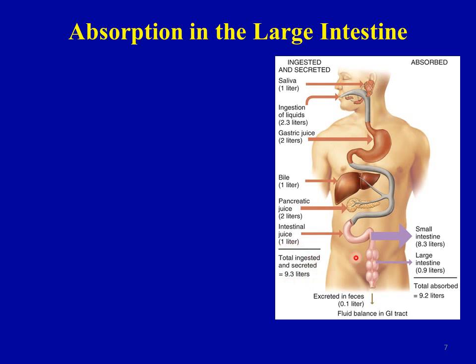The majority of this fluid is absorbed in the small intestine, which accounts for 8.3 liters. So we have about 1 liter that will leave the small intestine as chyme through the ileocecal valve to enter into the large intestine. The large intestine will absorb about 90% of that, which is 0.9 liters, a bit less than 1 liter. So in total what is absorbed from the alimentary canal is 9.2, and we are left with 100 milliliters or 0.1 liter, which is the fluid that is lost in the fecal material or with feces.